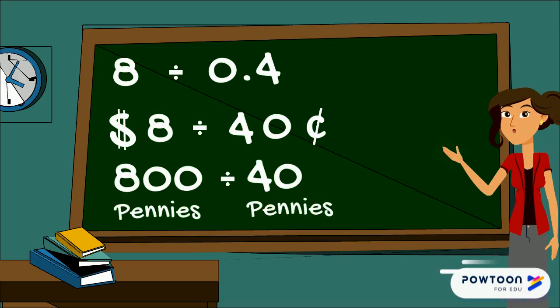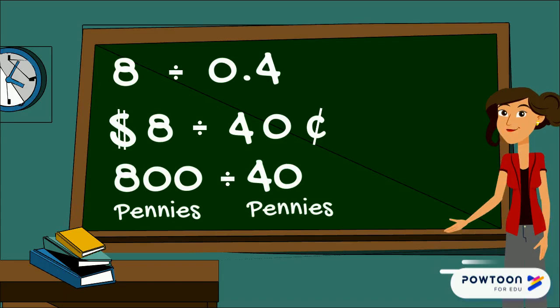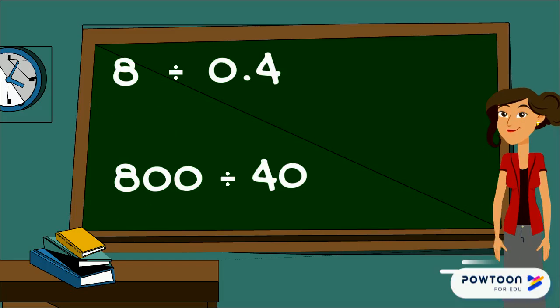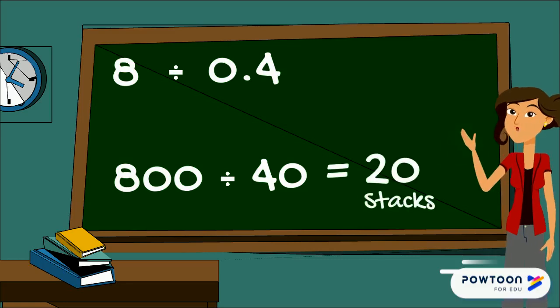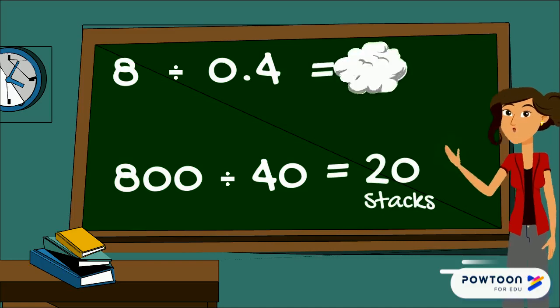You can write out the division problem by writing it on scrap paper. Once again, remember to say the problem out loud while you write 800 divided by 40. So we have 800 as the dividend and 40 as the divisor. 800 divided by 40 equals 20. So we have 20 stacks. Therefore, 8 divided by 4/10 equals 20.